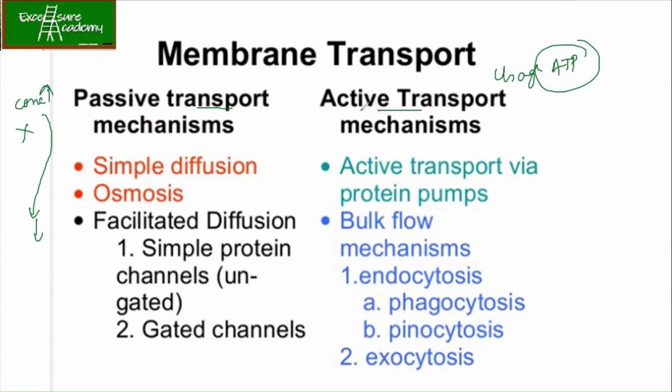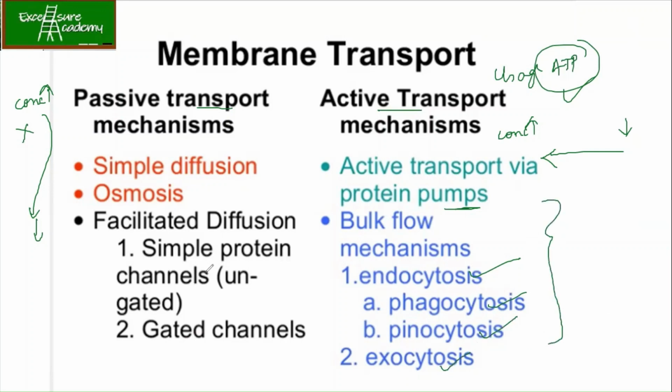Now, in the case of the active transport mechanism, even if the concentration gradient is there, let us say it is high over here and low over here, but the requirement is that the molecule or ion should pass from low to high. Since it is against the concentration gradient, ATP is required. So active transport via protein pumps, and bulk flow mechanisms like endocytosis. Under endocytosis, we have phagocytosis, pinocytosis, and exocytosis. All this we are going to cover.